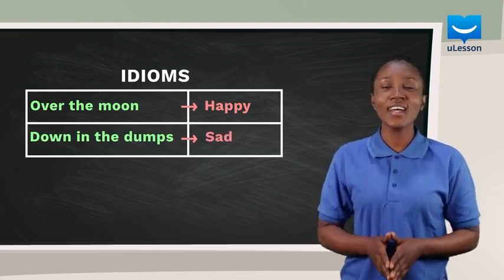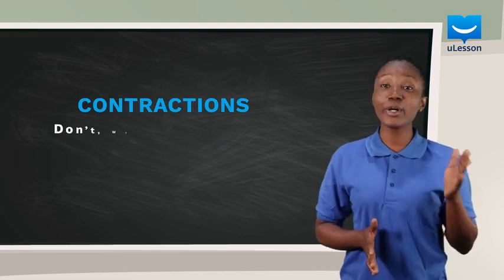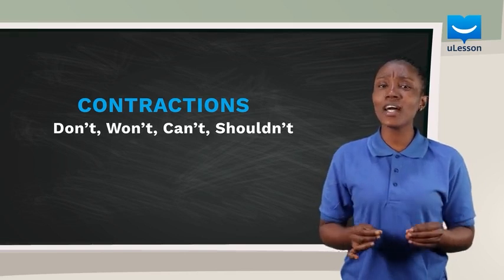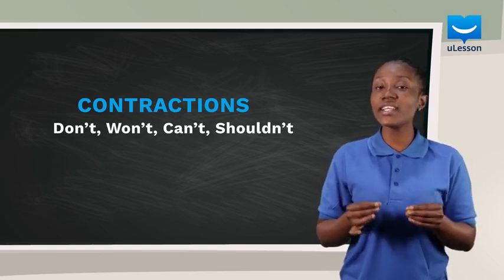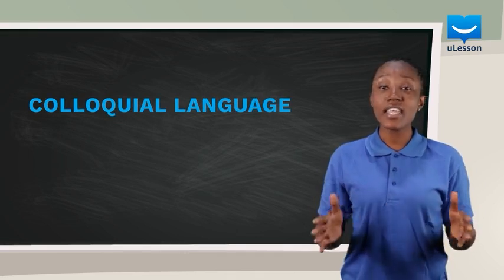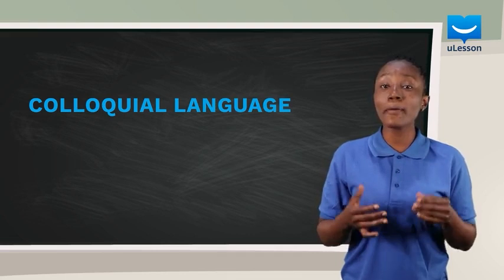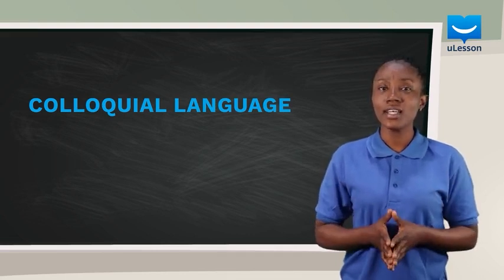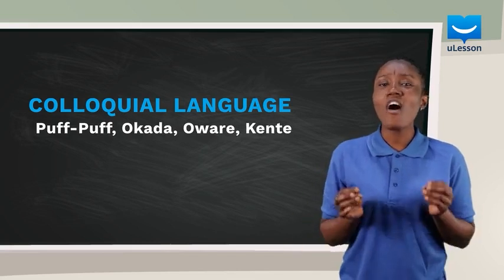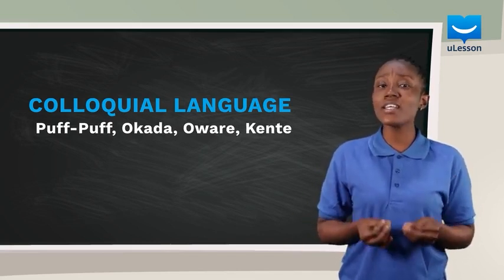Another great news. The use of contractions is allowed in informal writing. Don't, won't, can't, shan't, all of this can be used to mimic the style of friendly conversations. Even colloquialisms are allowed. Yes, words used in everyday conversations, usually among people in the same locality. Puff puff, okada, oware, kente, all of this can be used in your letter to further emphasize the conversational nature of your letter.